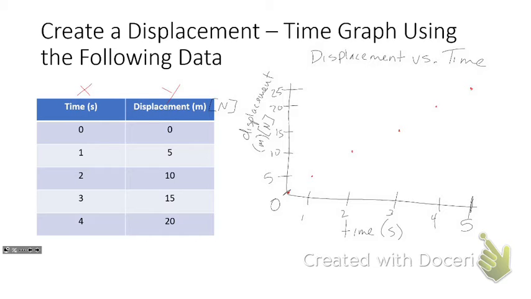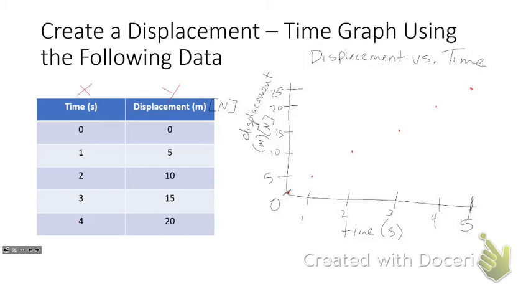The displacement is going up by a consistent amount each time. So Tanner, is this uniform motion or non-uniform motion? Uniform. Yeah, perfect. Okay, good. Because the displacement is going up at a consistent rate per time interval.